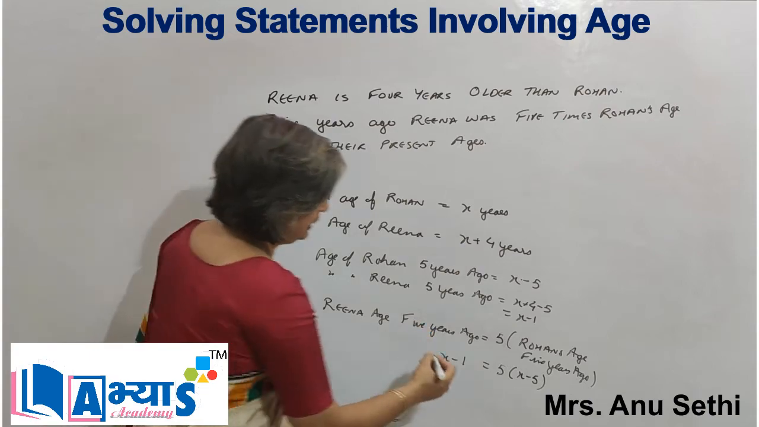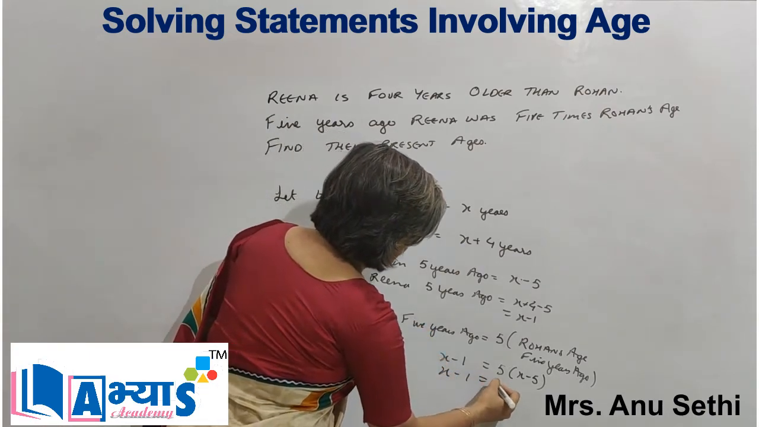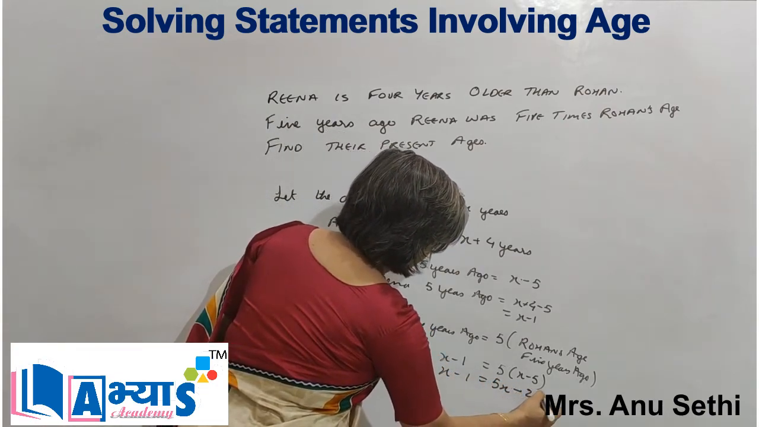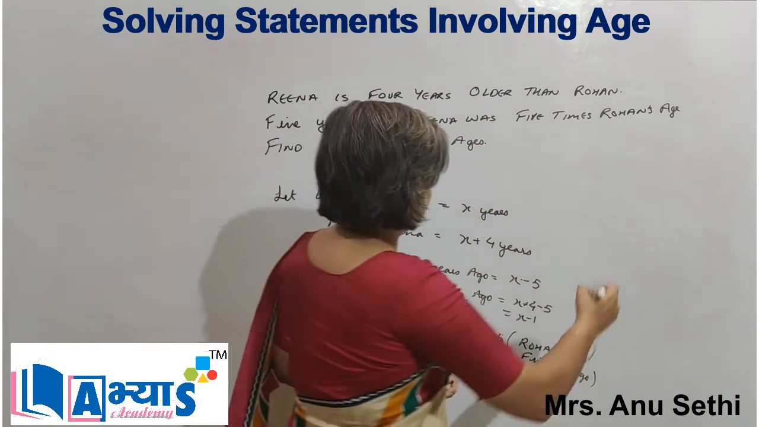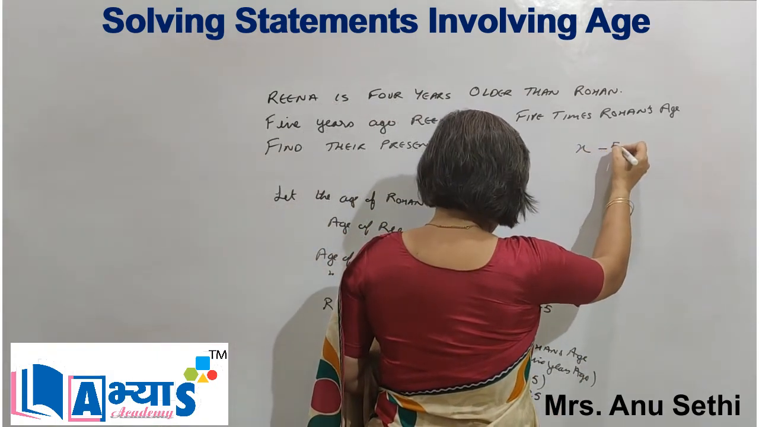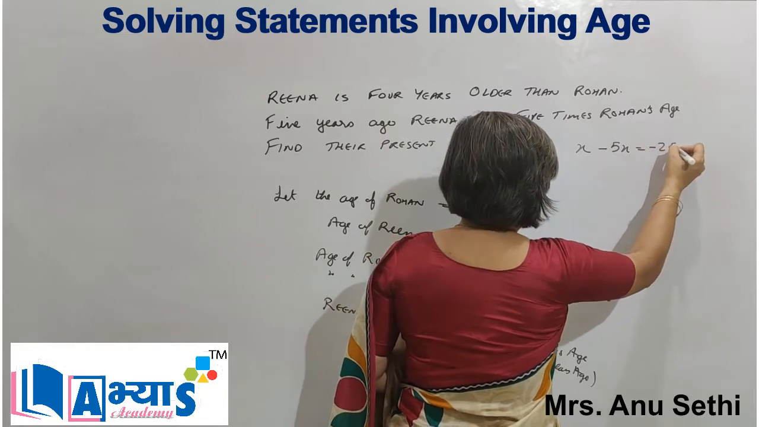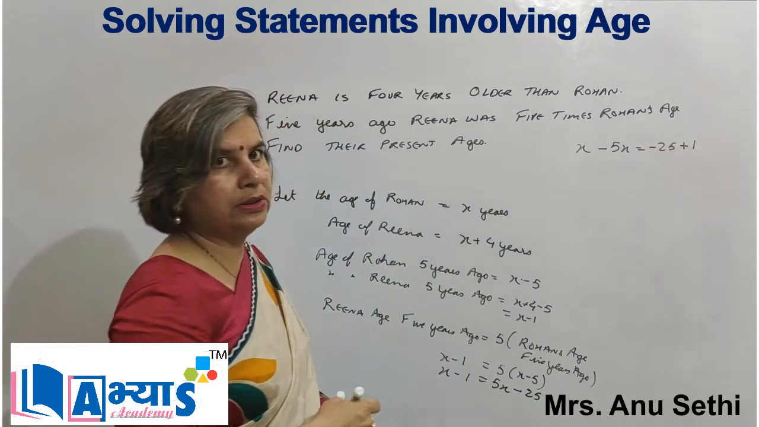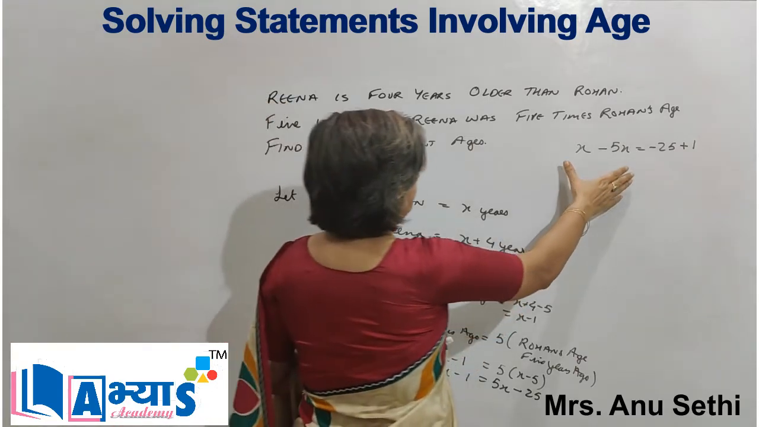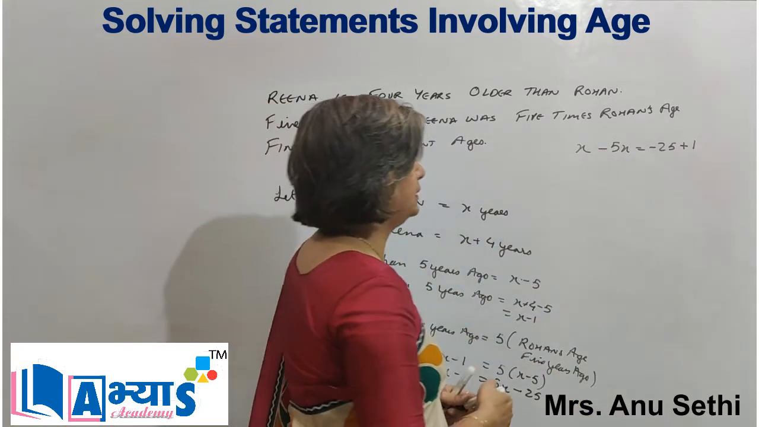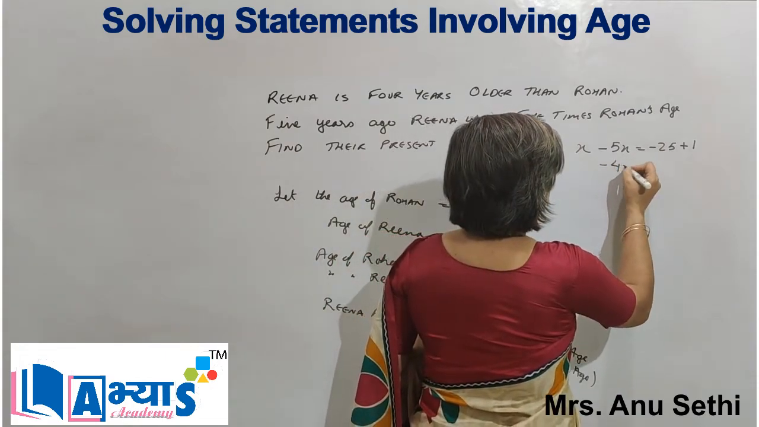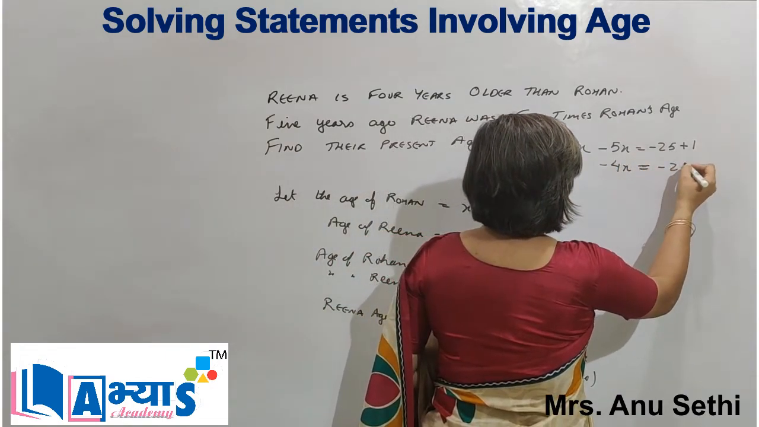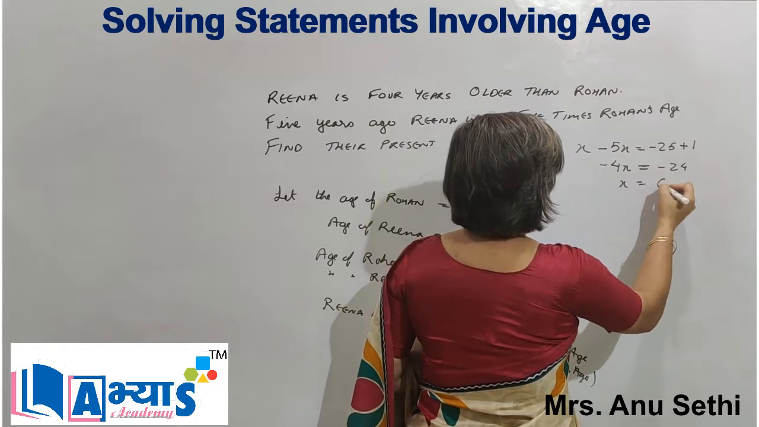On simplifying, we will get x minus 1 is equal to 5x minus 25, or I can say x minus 5x is equal to minus 25 plus 1, where we have brought the unknown values on the left hand side and the knowns on the right hand side. It will be equal to minus 4x is equal to minus 24, x will be equal to 6.